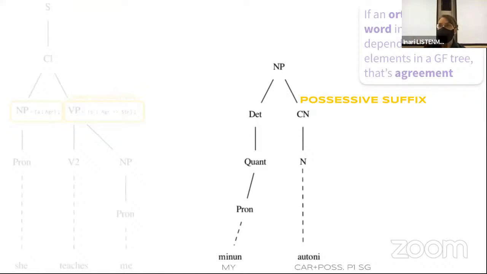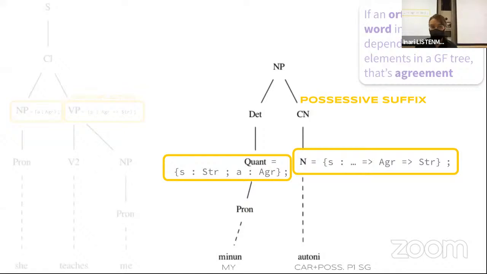So let's take something that does not involve verbs. Here's a possessive suffix in Finnish. This word autoni is written together, but it consists of two morphemes. Auto means car, and ni is the first person possessive suffix. So together it means my car. You can leave out the explicit minun, or you can say it; both are fine.